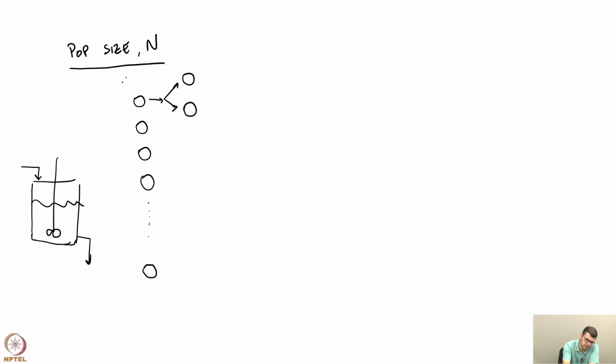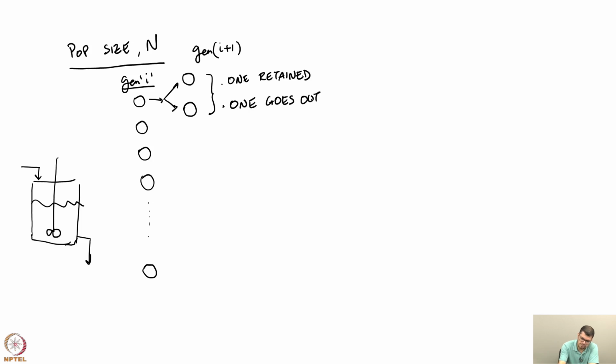So, this is generation I, and as we grow from generation I to generation I plus 1, every individual divides once, and of the two one is retained and one goes out with the exit stream. It does not have to be that simple, but this just helps us think about what is going on. So, let us forget about the one that is going out from the chemostat. What that means is that every parent gives rise to one progeny via division, the other progeny is simply washed away by the exit stream.